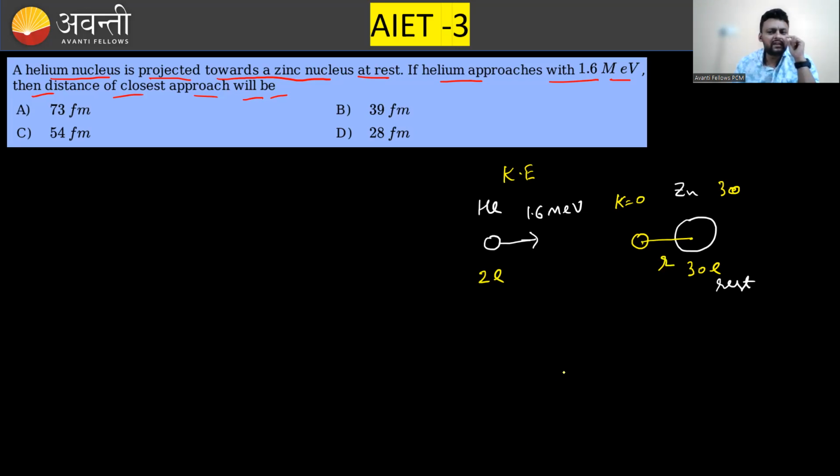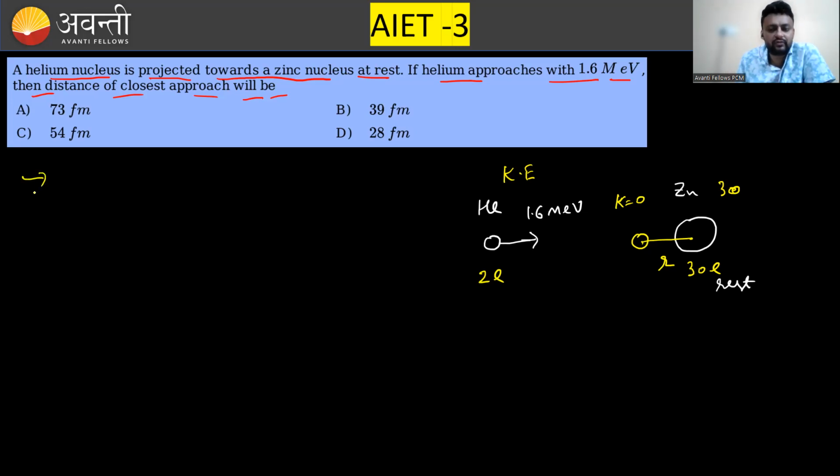So can you imagine where this kinetic energy is? Initially it has lots of kinetic energy, and now it is at rest. If it is at rest, its kinetic energy is lost. So where has it gone? It is converted into the potential energy, that is electrostatic potential energy.